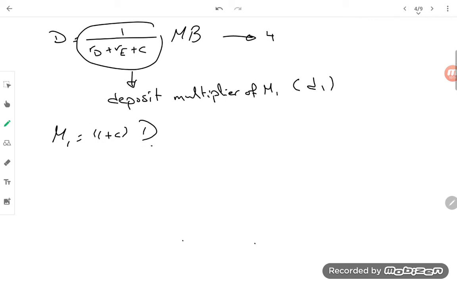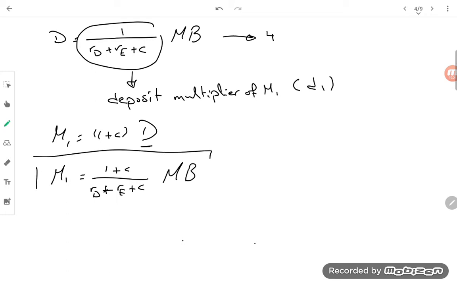Now we are going to replace d with its value. So we can write it as 1 plus small c divided by rd plus re plus c, multiplied by the monetary base. So this is the relationship between monetary base and money supply. And this is known as the money multiplier M1.